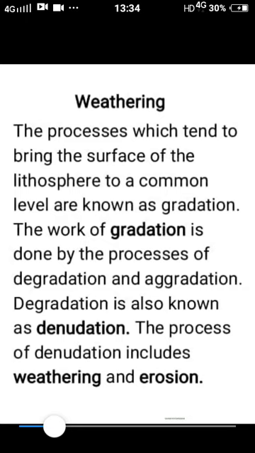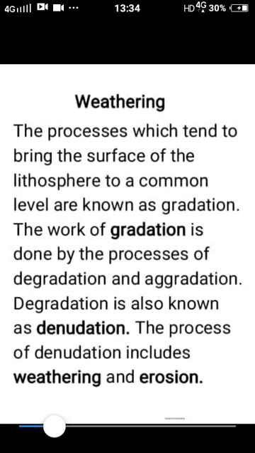The processes which tend to bring the surface of the lithosphere to a common level are known as gradation. Here the tectonic forces working in the interior of the earth tend to cause differences in surface elevation. These are called constructive forces as they give rise to major landforms on the surface of the earth. And generally the leveling of raised surfaces, continuously done by the natural agents, is called gradation. The work of gradation is done by the processes of degradation and aggradation.